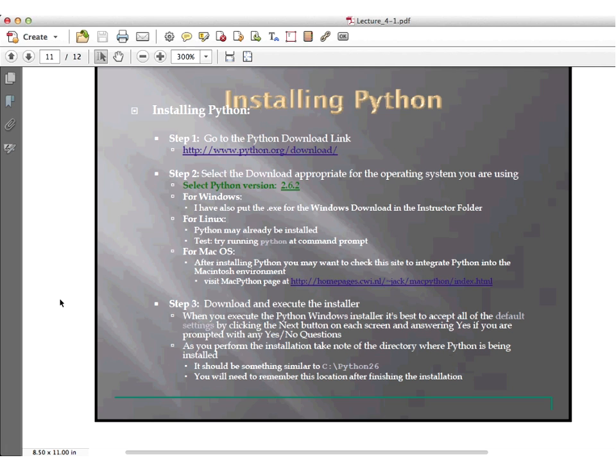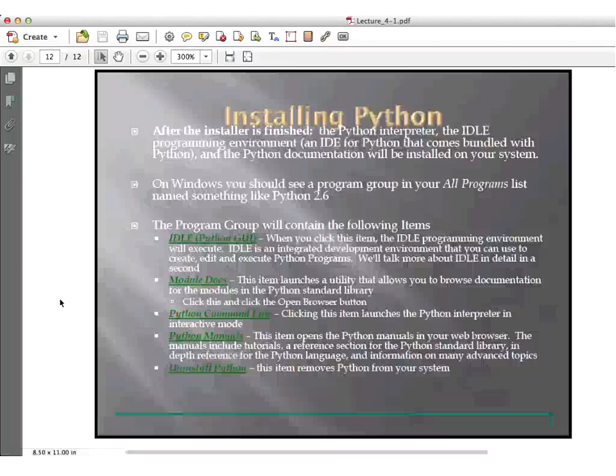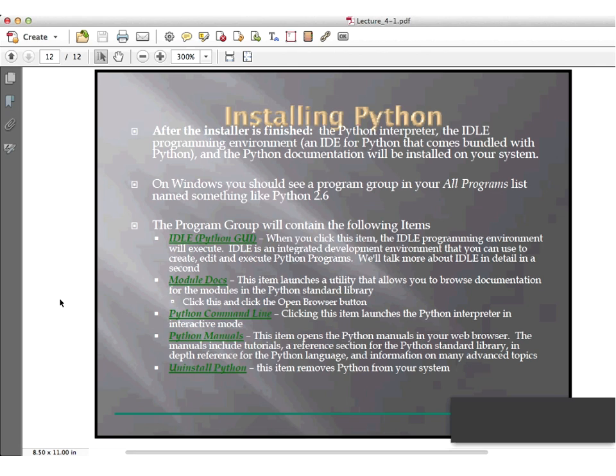And so you have something called IDLE, which is kind of an ugly graphical user interface for Python. You have module docs in the installation, which tell you what's in their library, their standard library at least. You have the command line version of Python, and there are some manuals there, but that's what comes with your Python installation when you download it from python.org.